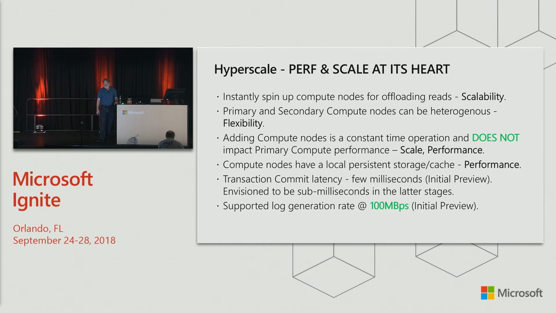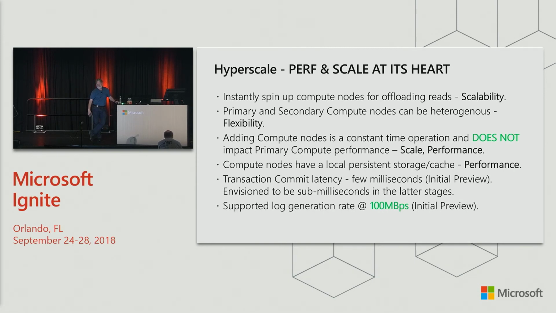Compute nodes have local persistent cache, so not only do the page servers have a terabyte in SSD, the local servers have their own local cache. So the chances of you going over the network to a page are relatively low. The chances of you going to Azure Storage to get a page are virtually zero, because it should always come from the page server's SSD at worst case.